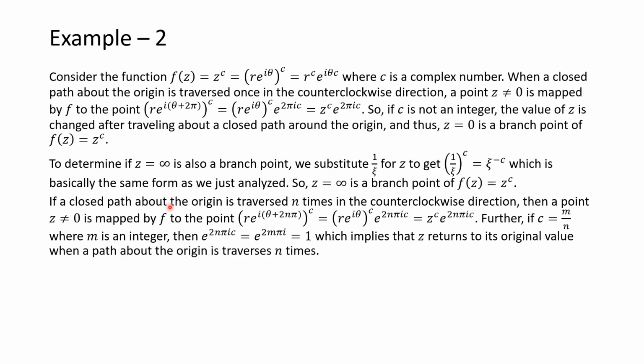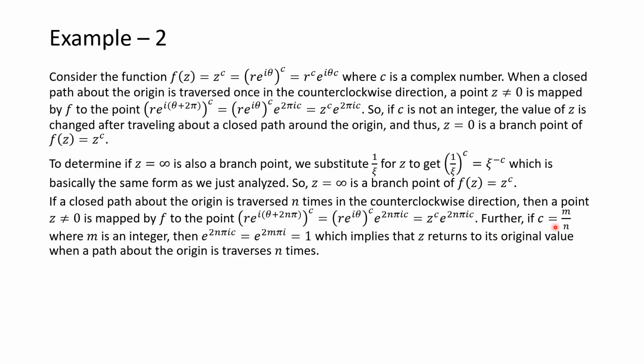If a closed path about the origin is traversed n times in the counterclockwise direction, then a point z not equal to 0 is mapped by f to this point here. We were just plugging in 2n pi, because before n was just 1. Now we're going around n times. So we expand that out, and we get basically the original value in the codomain times this expression here, e to the 2n pi i c.